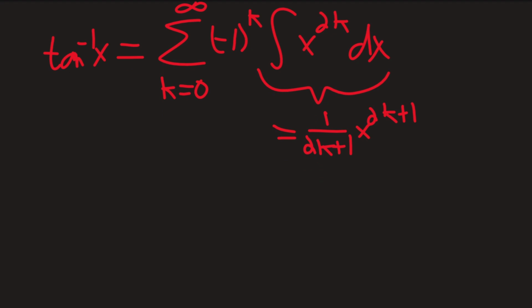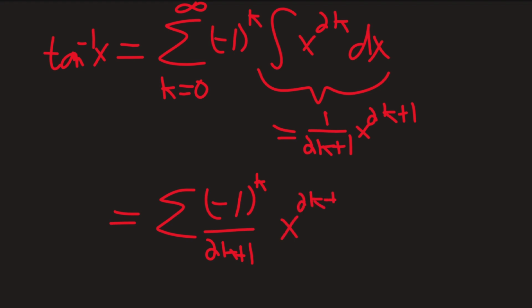But yes, subbing all this in, or really just putting all of our pieces together, we find that inverse tangent of x is equal to the sum of negative 1 to the k over 2k plus 1 times x to the 2k plus 1, so long as the absolute value of x is less than 1.